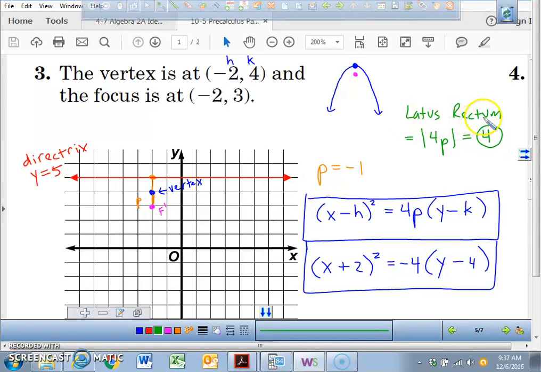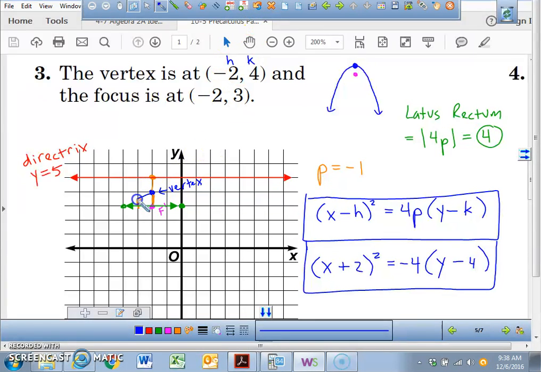Now, the latus rectum always passes through what point? It passes through the focus. So I'm going to go over 2 units and put a point. I'm going to go over 2 units and put a point. I want you to understand the distance between those 2 points, everybody. That distance between those 2 points is that distance of the latus rectum. Okay.